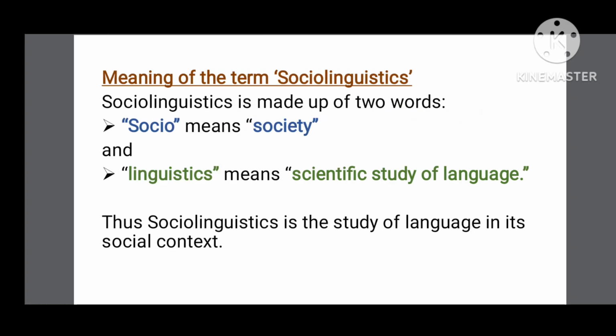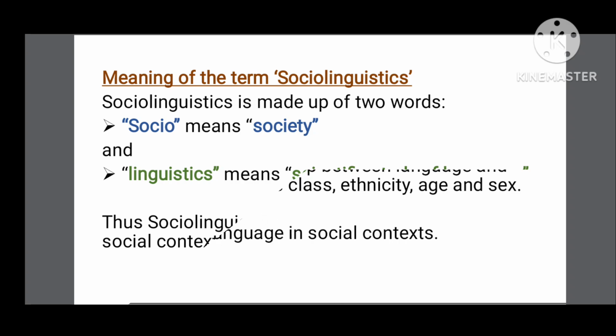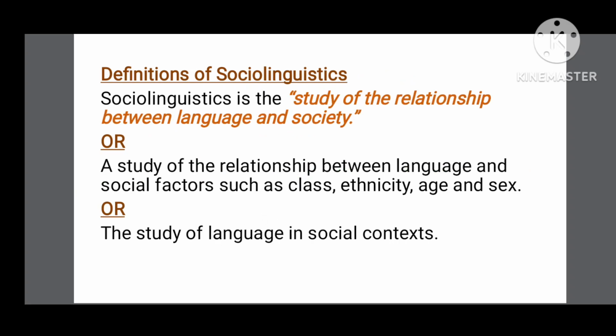Origin and meaning of the term sociolinguistics. The term sociolinguistics is made up of two words: socio, which means society, and linguistics, which means scientific study of language. So sociolinguistics is the scientific study of language and its social context. Definitions of sociolinguistics. There are many definitions of sociolinguistics, but the most common ones include: sociolinguistics is the study of the relationship between language and society.